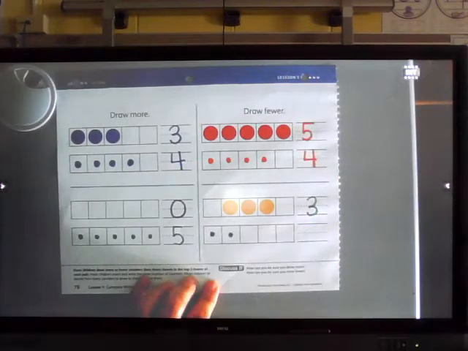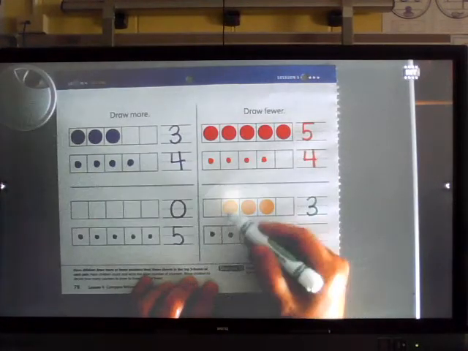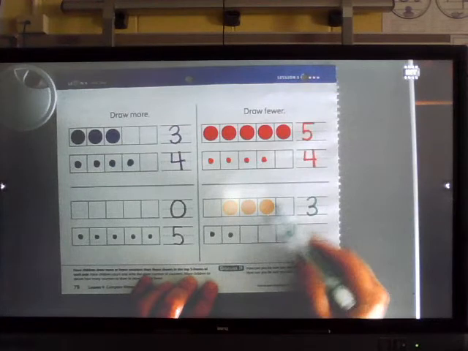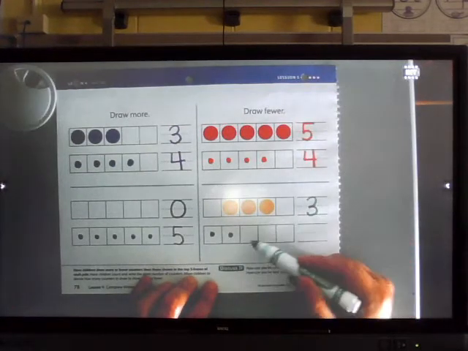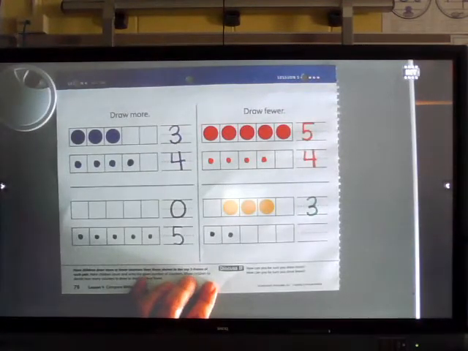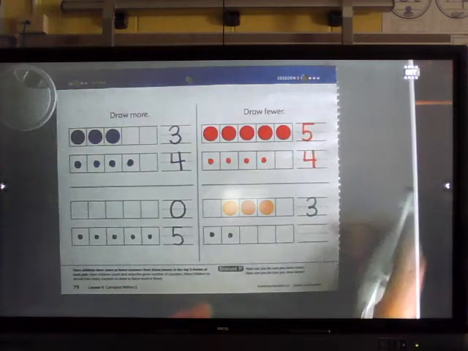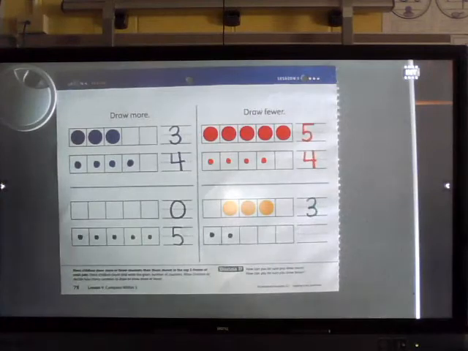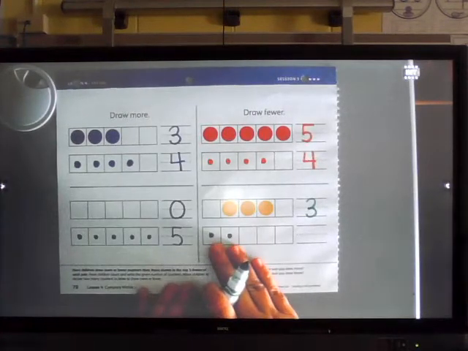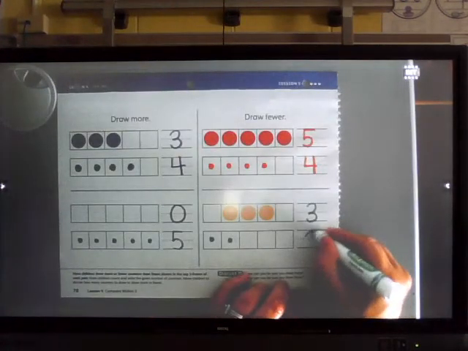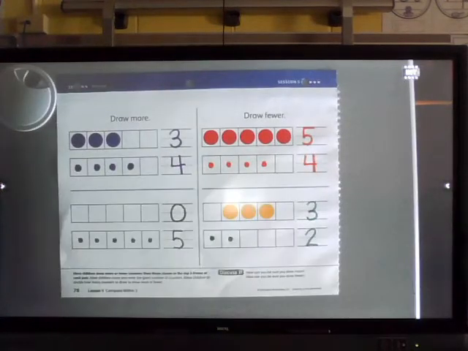What if I did this? I still can match those up and have 1 left over, so I would have fewer in there. But if I draw any more, I'm going to have the same number. If I draw another one, I'm going to have 3 in both. So I'm going to stop at 2 because 2 is fewer than 3.